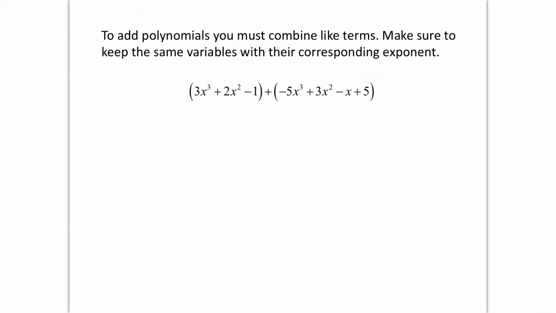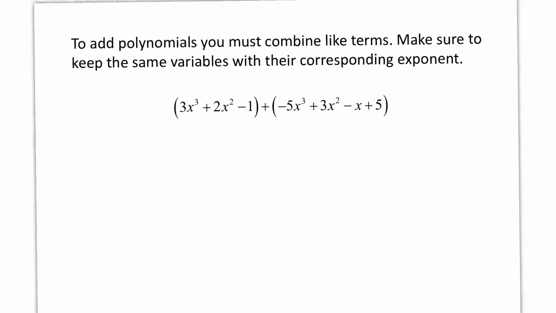So when you start adding polynomials, you are going to combine like terms. So that's what I'm reading on the top. To add polynomials, that's what you do. You combine like terms. Make sure to keep the same variables with their corresponding exponents when you combine like terms.